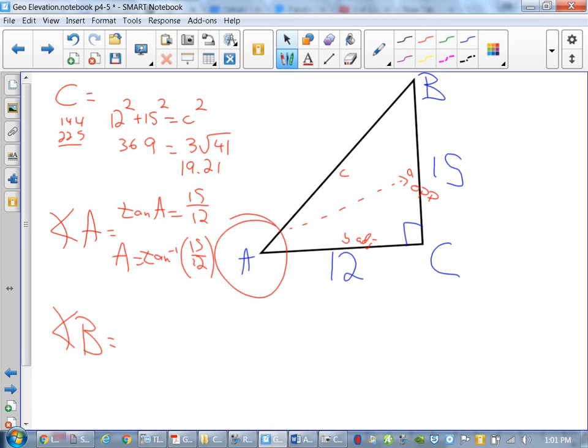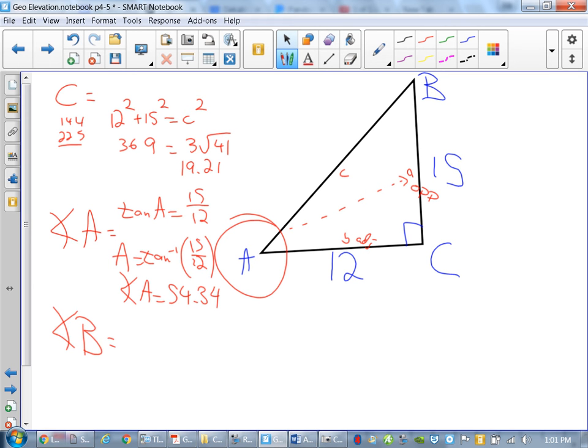Yes, ma'am? So this will be a part where the higher number will be on top and the lower number will be on the bottom? I told you before, don't ever think about it. Just remember opposites and adjacents. What are you getting? So it tells me that angle A is 51.34.